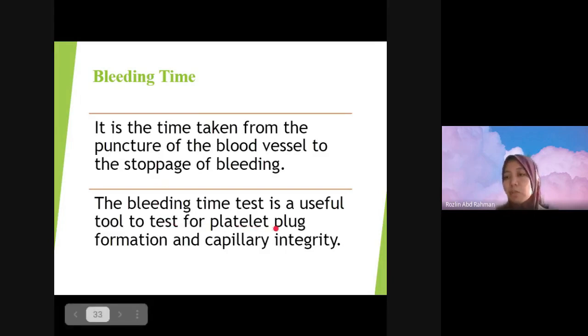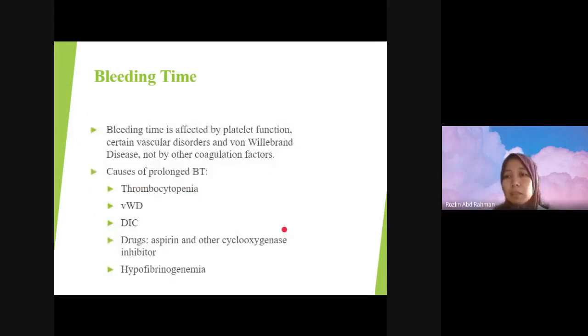So this bleeding time is useful to test platelet plug formation and capillary integrity. Okay. So bleeding time is affected if you have problems with your platelet. Okay. So these are the causes for prolonged bleeding time. Sama ada tak cukup platelet, number of platelet cukup tapi dysfunction, okay, ataupun you have von Willebrand diseases, DIC, or certain drugs can cause prolonged bleeding time. Anything that kacau with your platelet function.